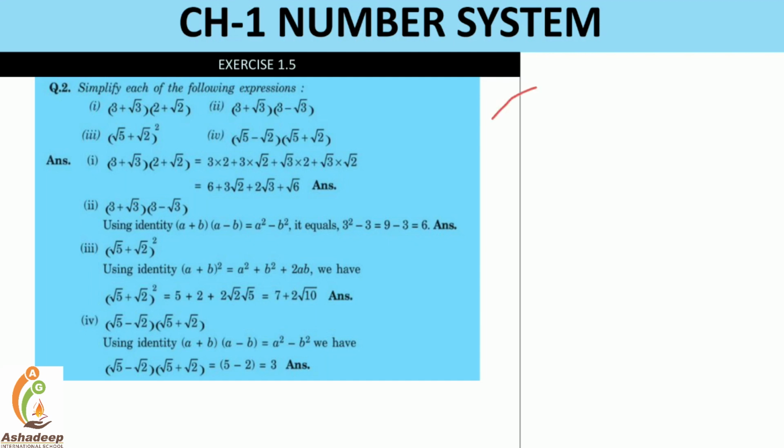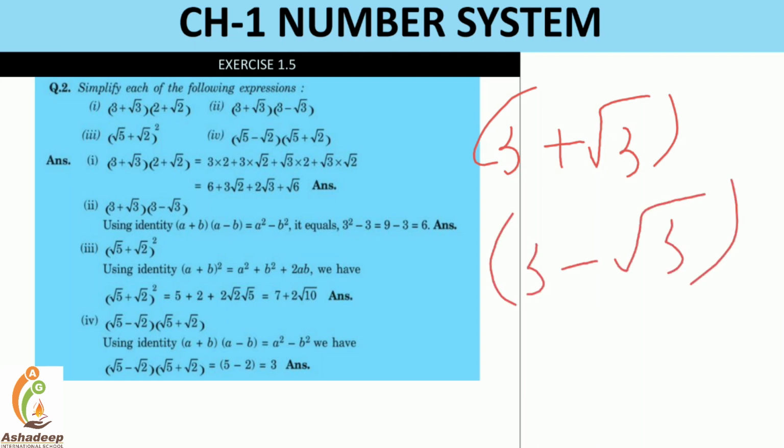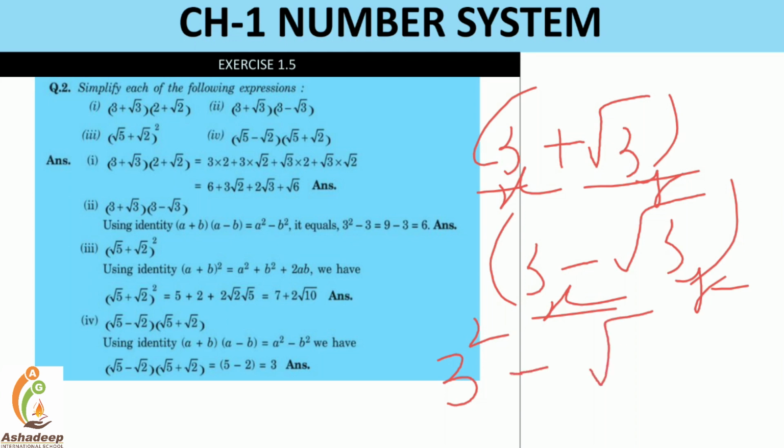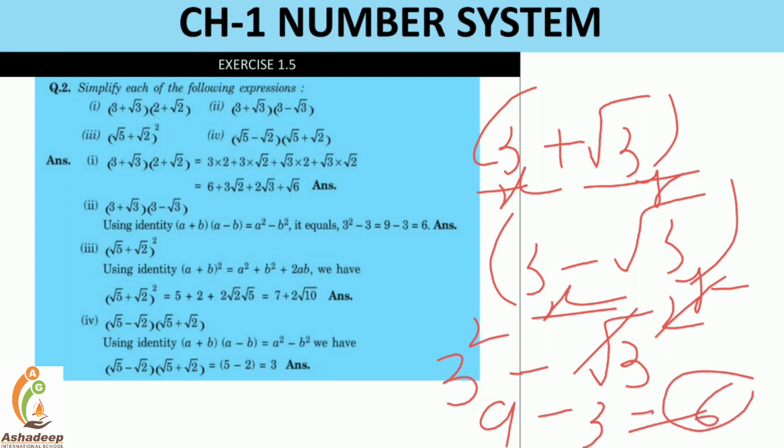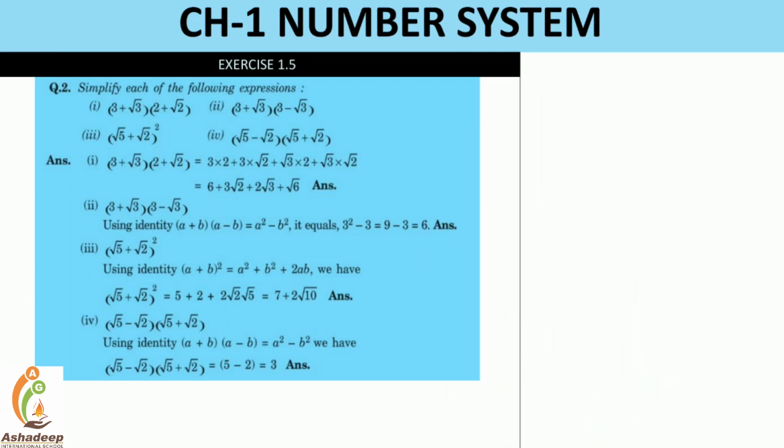Now let's move ahead. 3 plus square root of 3 and 3 minus square root of 3. It is nothing but x plus y and x minus y. So the answer is x square minus y square. This is the x and this is the y. So x is nothing but 3 and y is nothing but square root of 3. The square root gets cancelled. What is the square of 3? 9. And this is going to be 3. So what is the answer? The answer is 6, right?